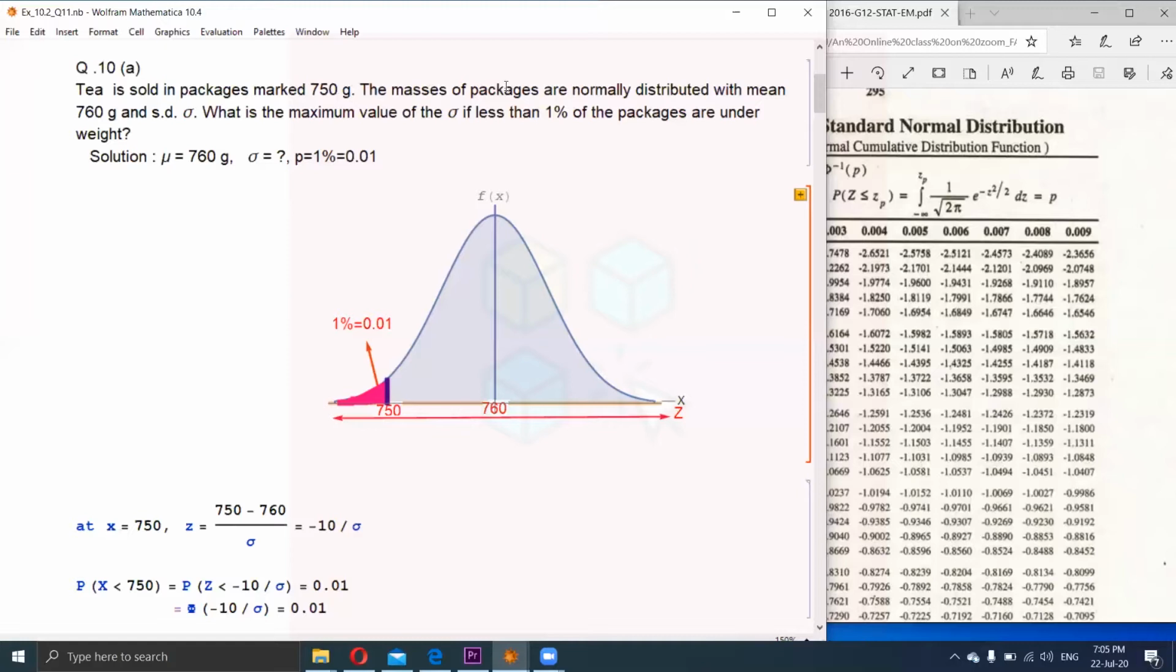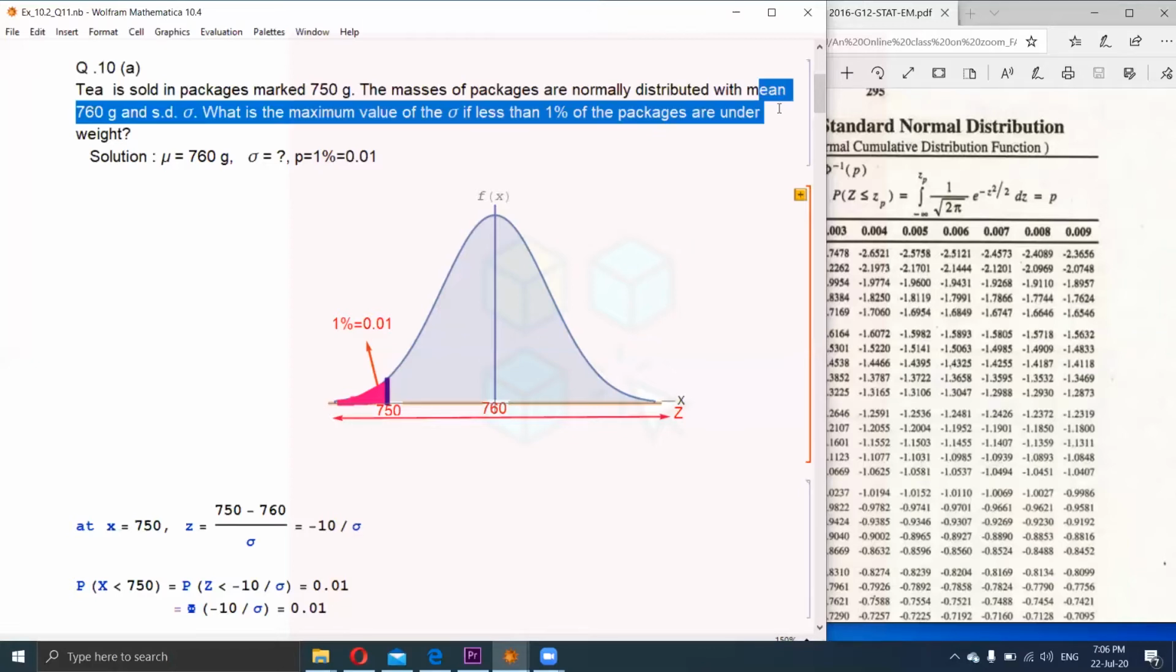The masses of packages are normally distributed with mean 760 grams. So the weight of the packages is actually 760 grams. So mu is written here as 760 grams, and the standard deviation is unknown. That's why sigma is equal to question mark. What is the maximum value of sigma if less than 1% of the packages are underweight?